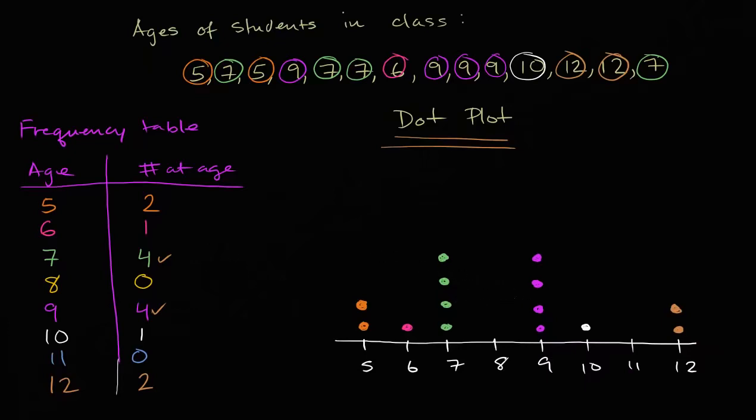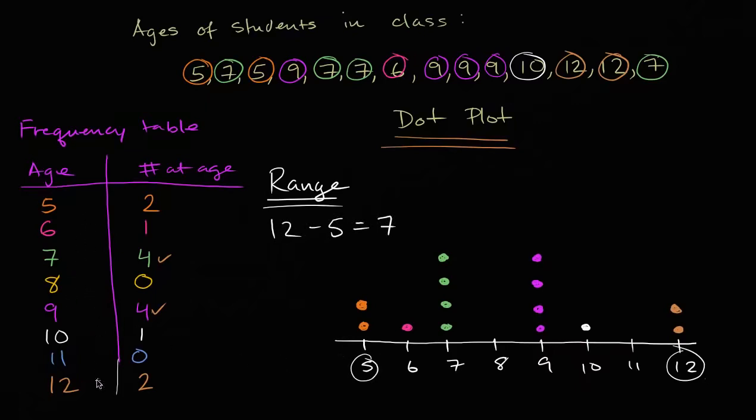But there's other questions we can ask ourselves. What is the range of ages in the classroom? And this is once again where maybe the dot plot jumps out at you the most, because the range is just the maximum data point minus the minimum data point. So what's the maximum age here? Well, we see from the dot plot, it is 12. And the minimum age is 5. So there's a range of 7. The difference between the maximum and the minimum is 7.